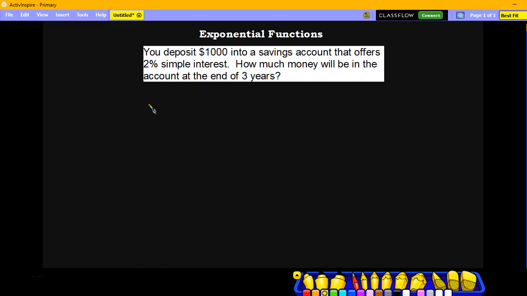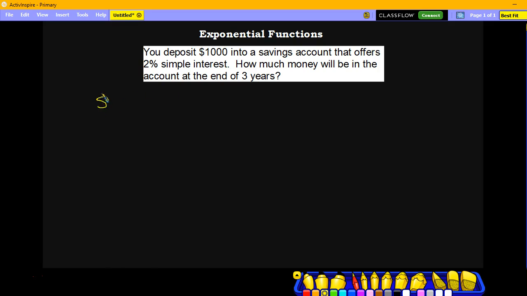A good application of exponential functions is simple interest. So let's look at this case where you deposit $1,000 into a savings account that offers 2% simple interest. The question is, how much money will be in the account at the end of 3 years? Well, this is good practical knowledge for you to have.